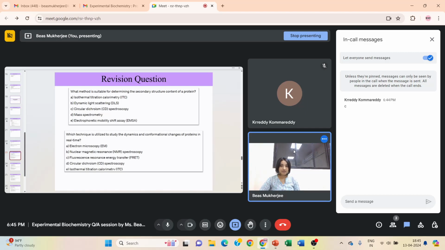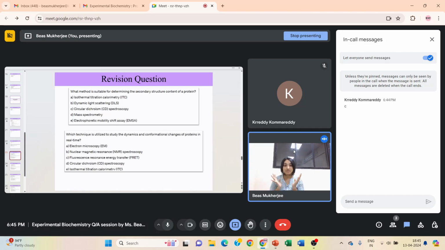So which one do you think will help you to understand the dynamics? Now electron microscopy will give you things about the structure, right? So how does it look? That is going to tell you about the structure. Fluorescence anisotropy is going to tell you about its function, right? Whether it is interacting with something else.